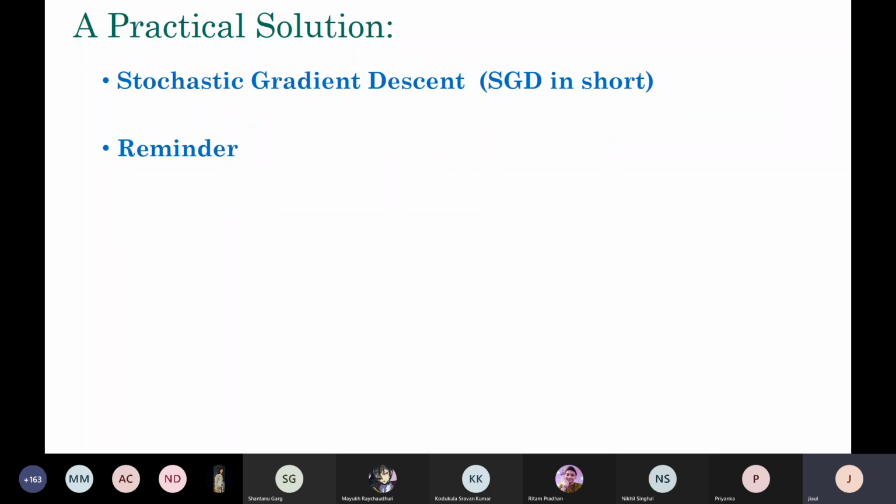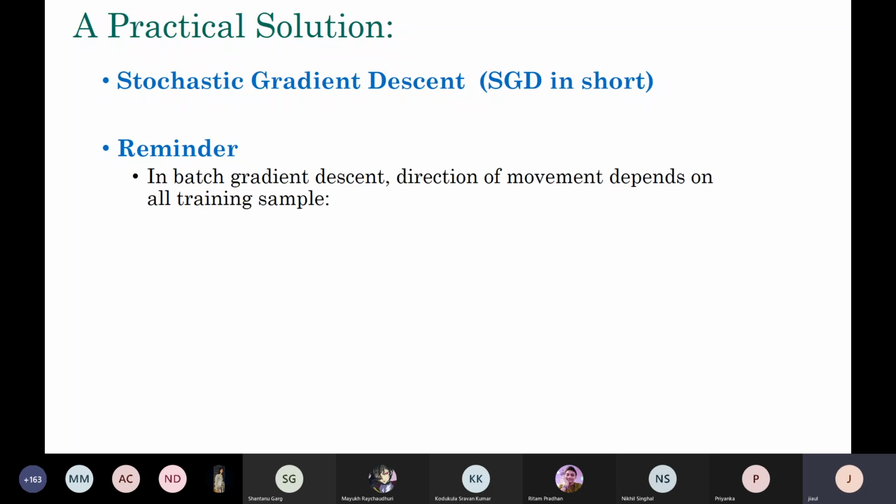So, a quick reminder from the previous discussion. Okay, what is the reminder? That in batch gradient descent, the direction of movement, the direction in which you should move so that you can find at least the local minima, is the main purpose of computing the gradient. So the direction of movement depends on all training samples. Remember that you are computing these gradients using all training samples in the previous case, batch gradient descent.